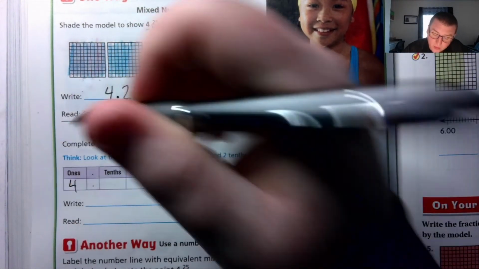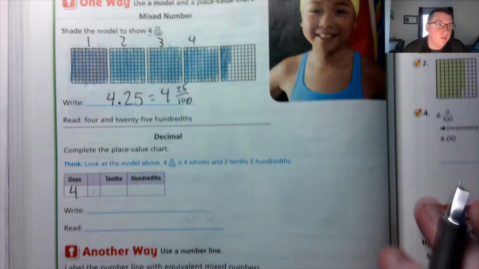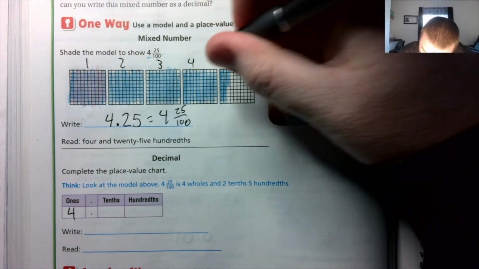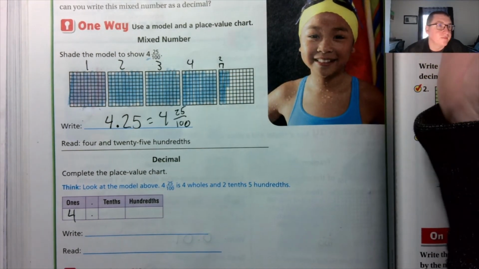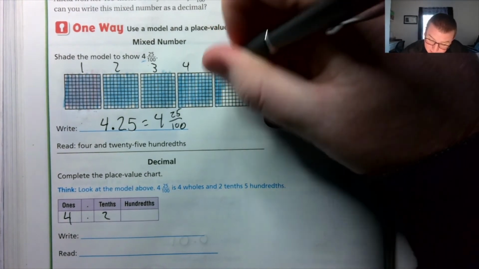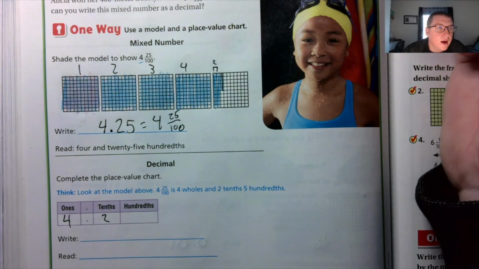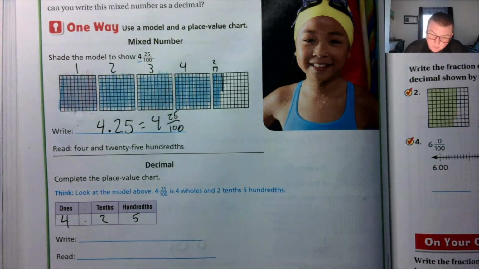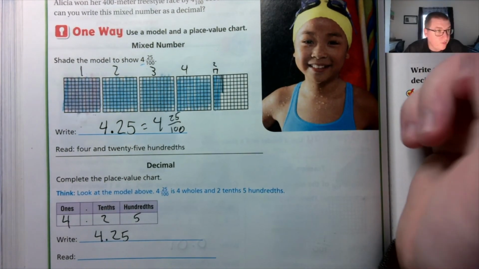So we have 4 wholes because we have 1, 2, 3, 4. And then tenths, we have 2 tenths, which are right here. I'm going to put that line right there, right? They add up to 2 tenths. And then these last 5, which are right here, are our 5 hundredths. So that is written as 4.25 or 4 and 25 hundredths.